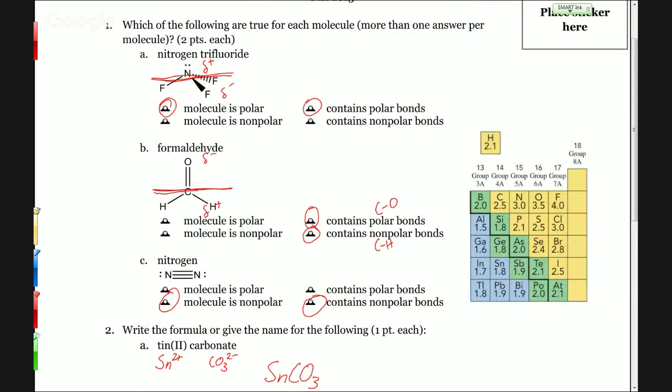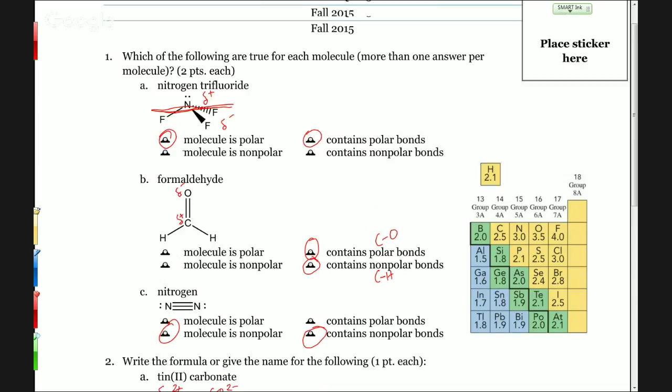To determine whether a molecule is polar or non-polar, like with formaldehyde here, you first have to look at the individual bonds and decide if they are polar or non-polar. In this case, carbon-hydrogen is non-polar because there's not a big enough difference in the electronegativities, which are given in the table there. But carbon-oxygen is polar because of the larger difference in electronegativity. So in this carbon-oxygen bond, there's going to be a more negative side and a more positive side.